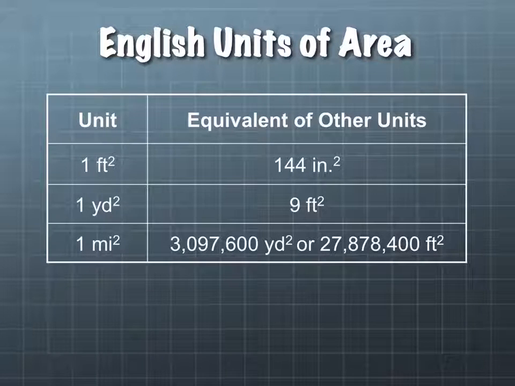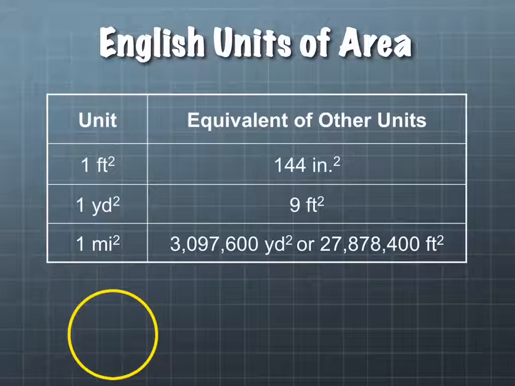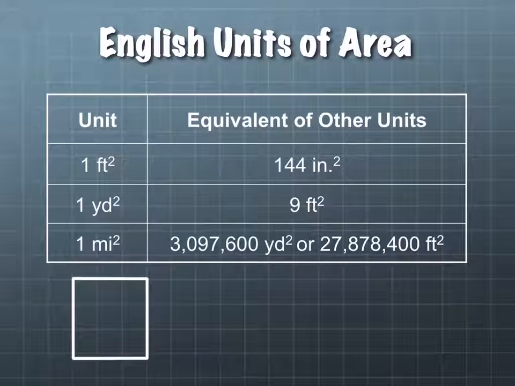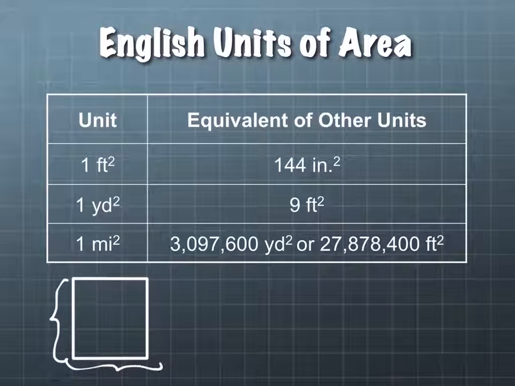Okay, so let's imagine, I'll draw the picture for the second one. But let's start with the second one, the yard squared. Let's imagine that we had 1 yard squared. Whoops, I want squares, not circles. Let's try that again. Okay, so 1 yard squared would mean that each side of my square was 1 yard, right?